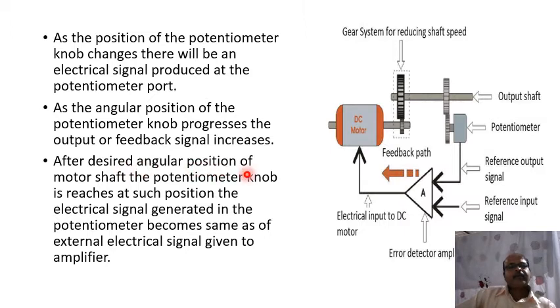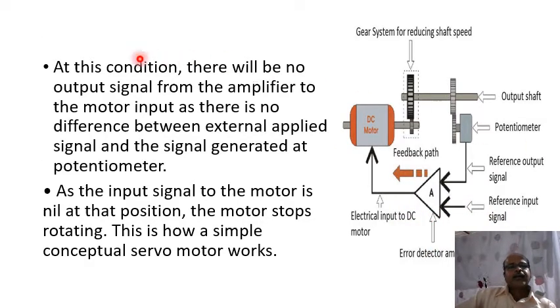After the desired angular position of the motor shaft, the potentiometer knob reaches such a position that the electrical signal generated in the potentiometer becomes the same as the external electric signal given to the amplifier. So after the desired angular position, this signal and this signal become the same. At this condition, there will be no output signal from the amplifier, as both signals are the same.